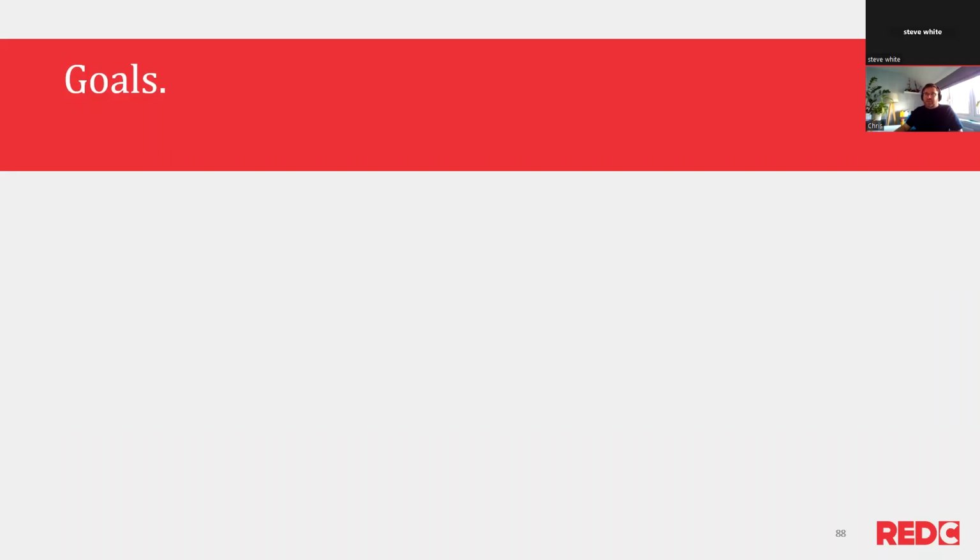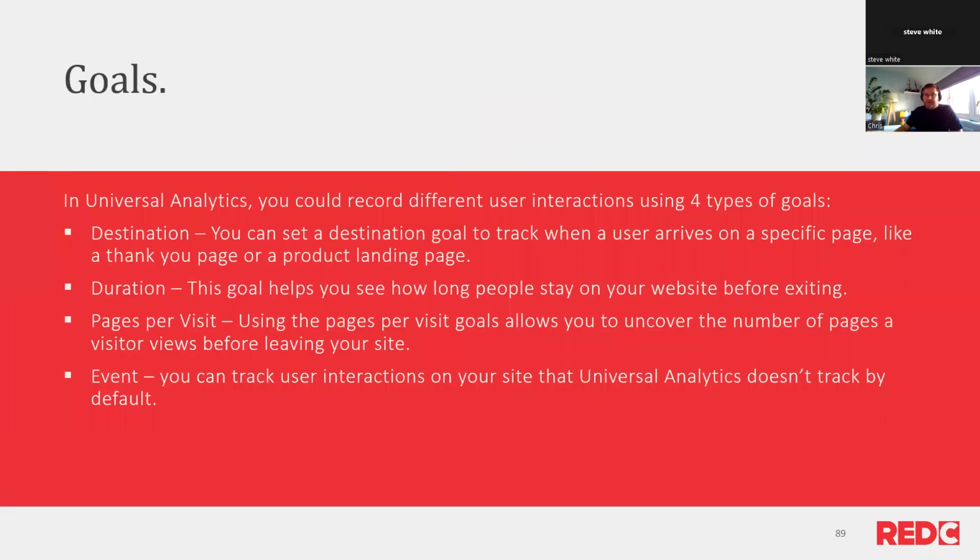Goals is another big change. In Universal Analytics, you could create goals for different user interactions. You could have things like destination, so if a user lands on a particular page, typically a thank you page. Duration, so if people spend X amount of time on the site before leaving. Pages per visit, useful to understand if people are spending enough time on your site. And then you've got event goals.